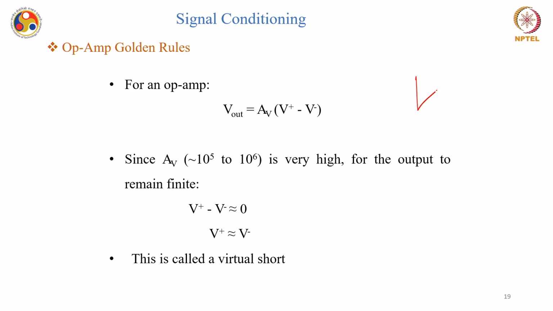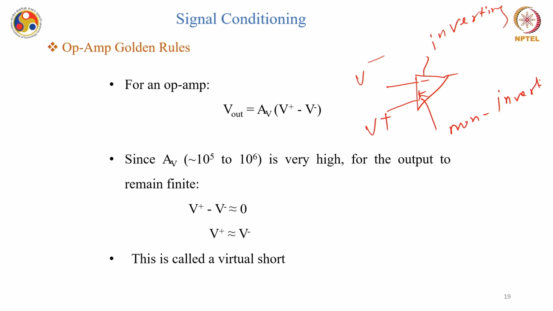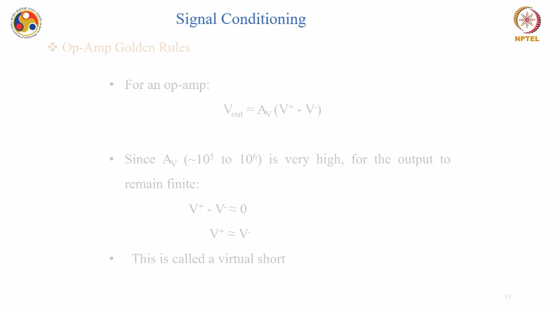Say I have an op-amp, and I'm not showing the feedback and other things. You have one input at, say, V negative here, and at another terminal you have V positive. Say this is the inverting terminal and this is the non-inverting terminal. Now your output is gain multiplied by the differential input, V positive minus V negative. Since this gain is usually very high, of the order of 10 power 5 to 10 power 6, for the output to remain finite, this V positive minus V negative is almost 0. So the differential input is approaching 0, or V positive is almost equal to V negative, and this is known as the virtual short. So whatever configuration it has, we'll see that these two terminals are at the same potential, and this is the concept of virtual short.